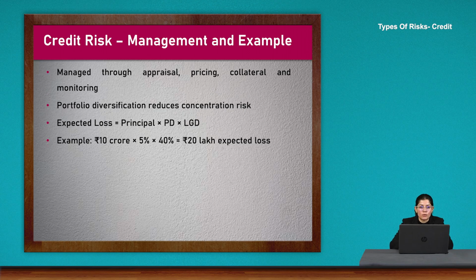Now we will understand one example of the same. Suppose a bank extends a loan of 10 crore rupees to a small manufacturing firm. Internal estimates indicate a probability of default, PD, of 5% and loss given default, LGD, of 40%. So expected loss will be principal multiplied by PD and LGD. Step 1: 0.5% of the amount, that is 50 lakhs. Then we have 50 lakhs. Now we will calculate 0.4 of 50 lakhs, that is 20 lakhs. So we can say the expected loss is therefore around 20 lakhs. Such estimates inform loan pricing, credit sizing and provisioning decisions.